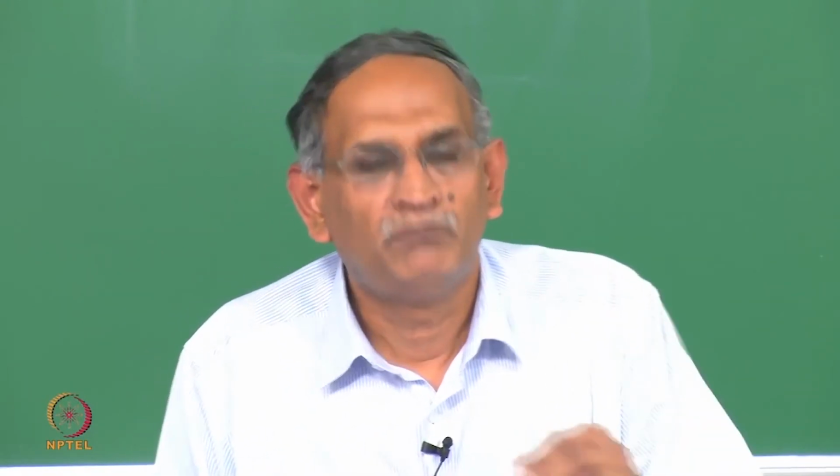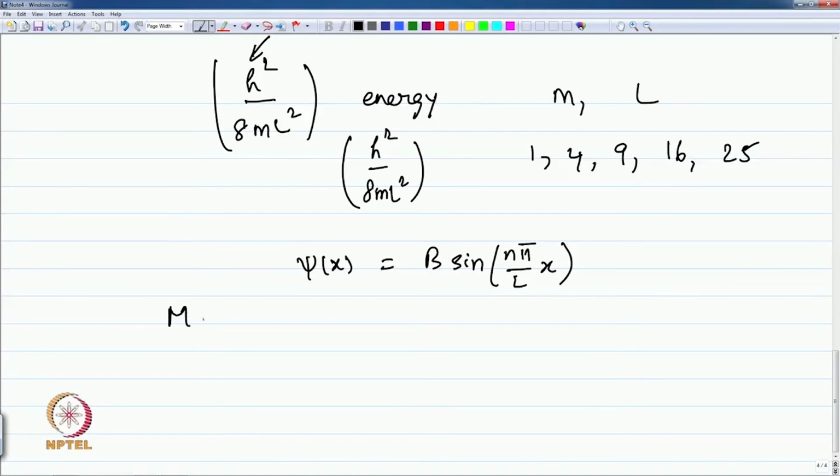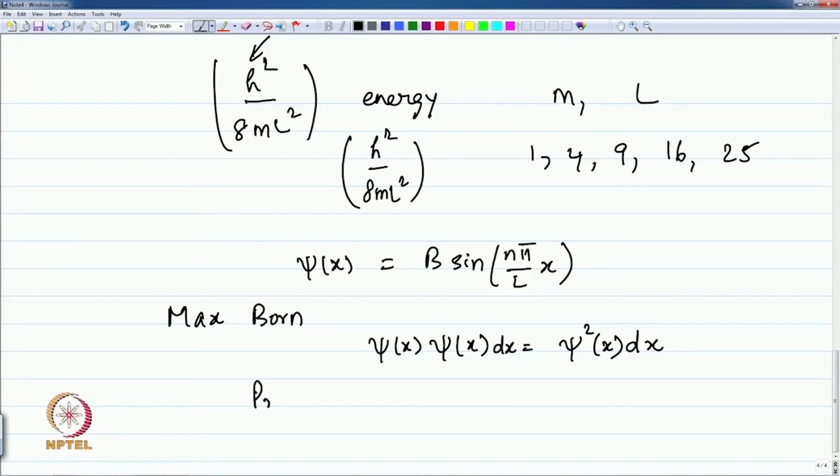What is the meaning of it? Max Born gave the interpretation, namely that the wave function by itself does not have any meaning, but psi of x square, psi star psi, in this case psi is real, therefore psi squared of x, in a small interval dx gives the probability of the particle being in the position between x and x plus dx.